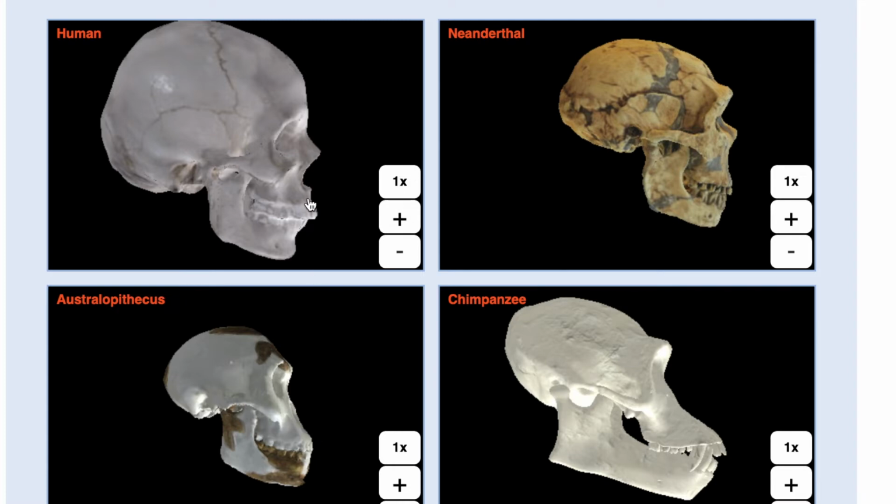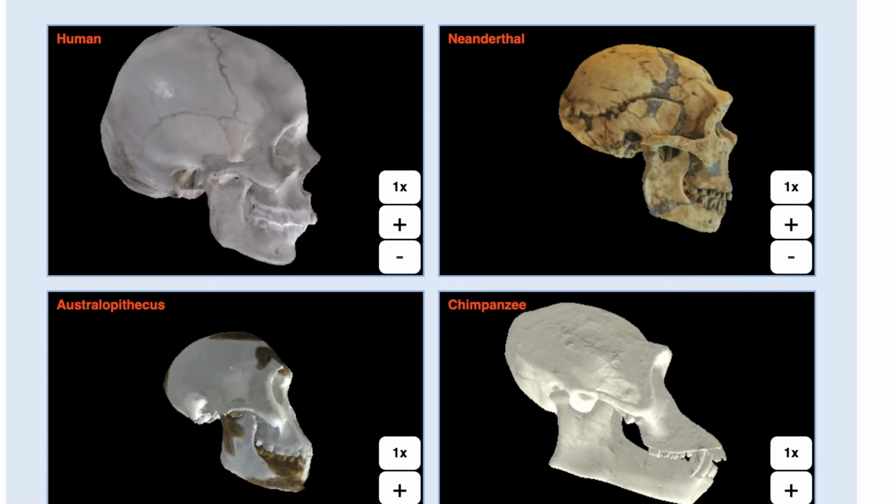So here, if you take a look at modern humans, Homo sapiens, you'll notice that the mouth actually doesn't stick out much past where the nose would be. And this is very different from what we see with chimpanzees that have a very projecting face. So again, we're going to put on our worksheets whether or not we think the mouth sticks out. So yes, no, or somewhat. And then again, we'll compare with Neanderthals and Australopithecus.